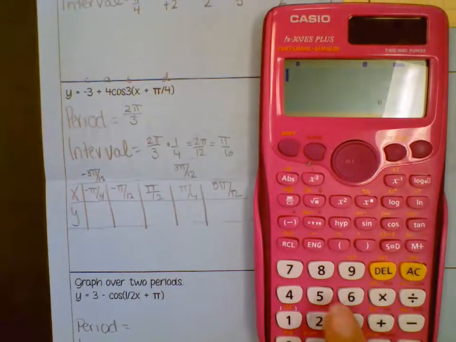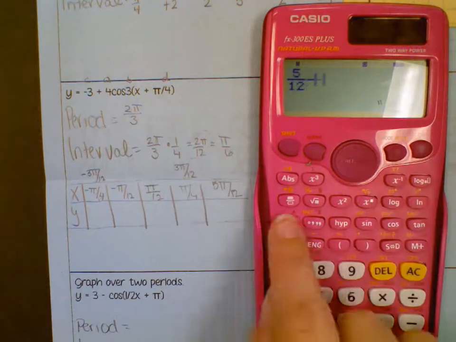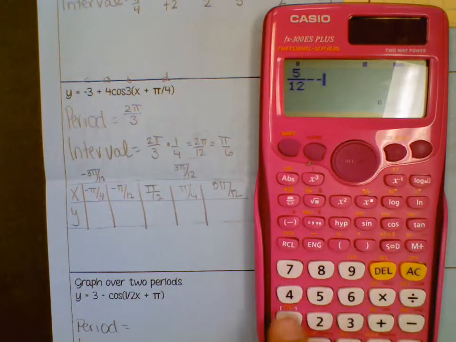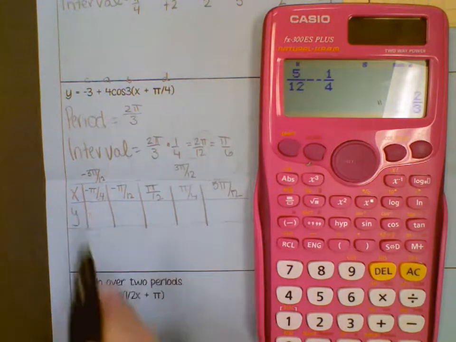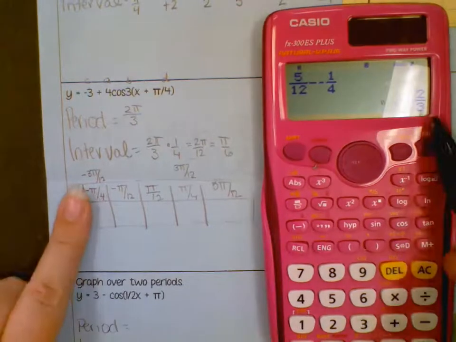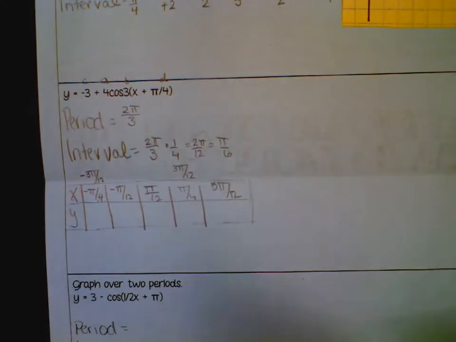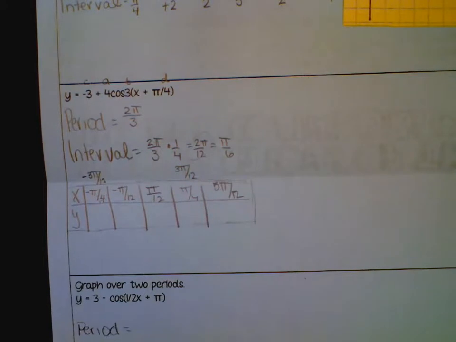I'm just going to show you real quick. 5 pi over 12 minus negative pi over 4, and we would get 2 pi over 3. So that's our period from start to finish. We're still going to have that 2 pi over 3, even though it might be hard to see with all those crazy 12ths and 4ths and stuff.